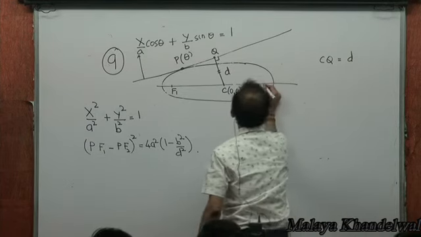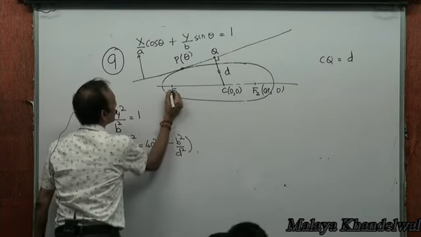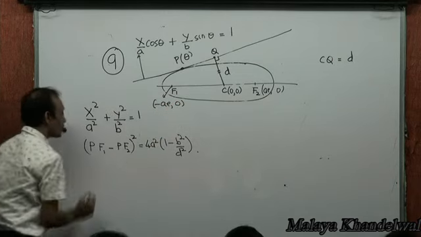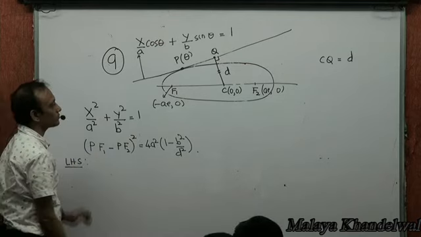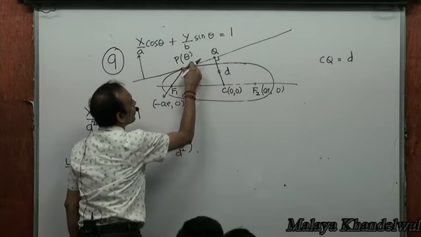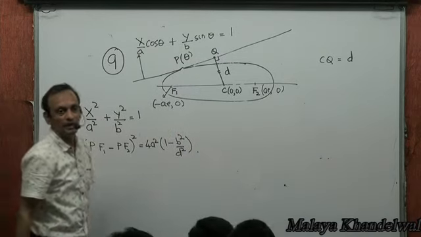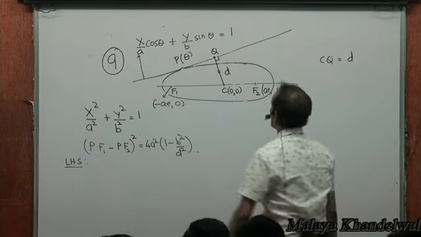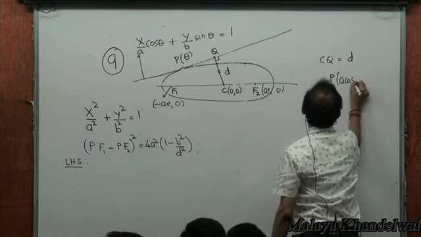This focus is say ae, 0. This then would be minus ae, 0, isn't it? Now what's the left hand side? The distances of the two foci from any given point are a plus ex and a minus ex. For P, x has coordinates a cos theta, b sin theta.